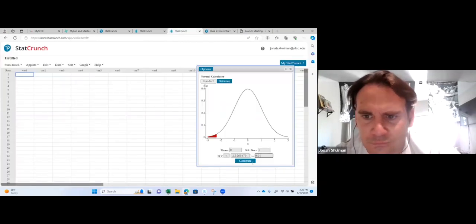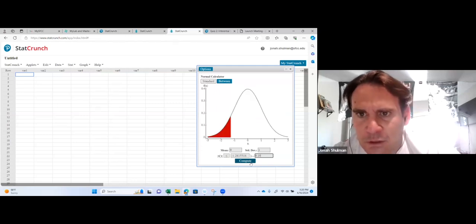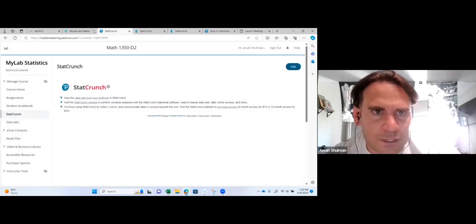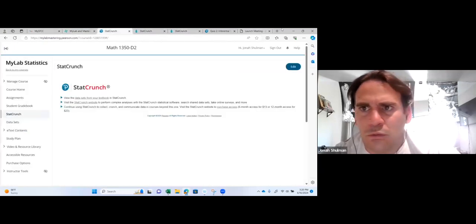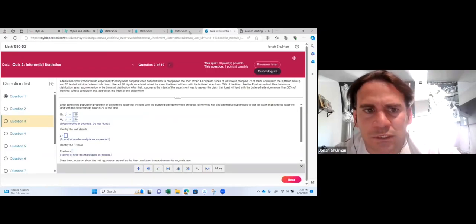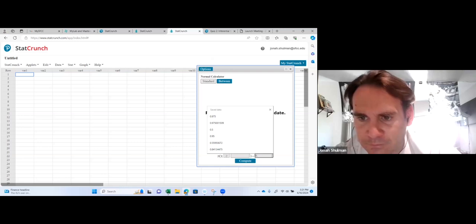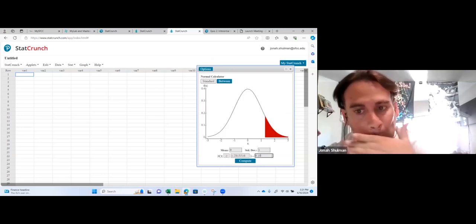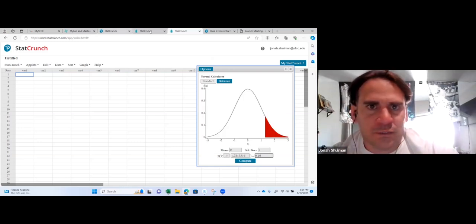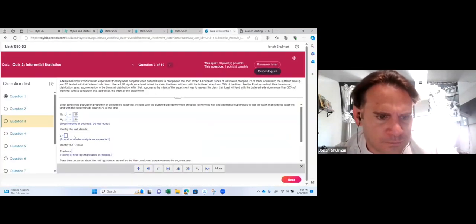But we want to know, is it more than or less than? It's more than, so it's going to be on the other side. So I just have to switch this to go the other way and make this 0.1. So there's my 1.28, the one that we like. Oh, but we want the test statistic. I was going to get the critical value.